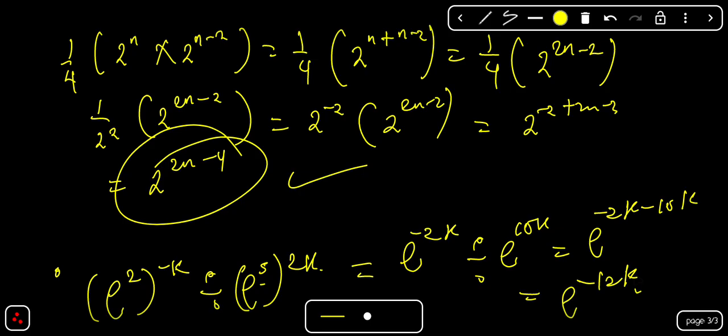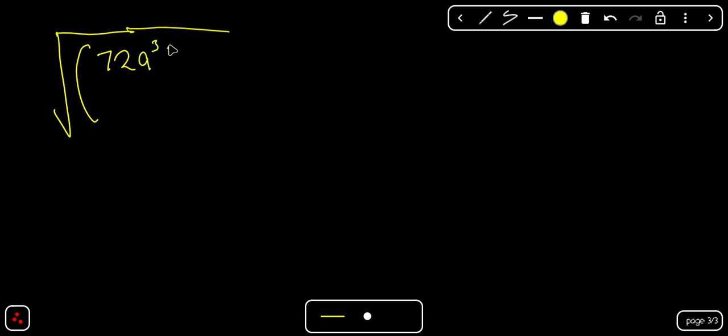Alright guys, so before we end today's video, let's quickly solve this last example for today. And here is the question. We have the square root of 72a raised to the power of 3, b raised to the power of negative 2, over 2a raised to the power of 5, b raised to the power of minus 6. So we have to simplify this expression completely.